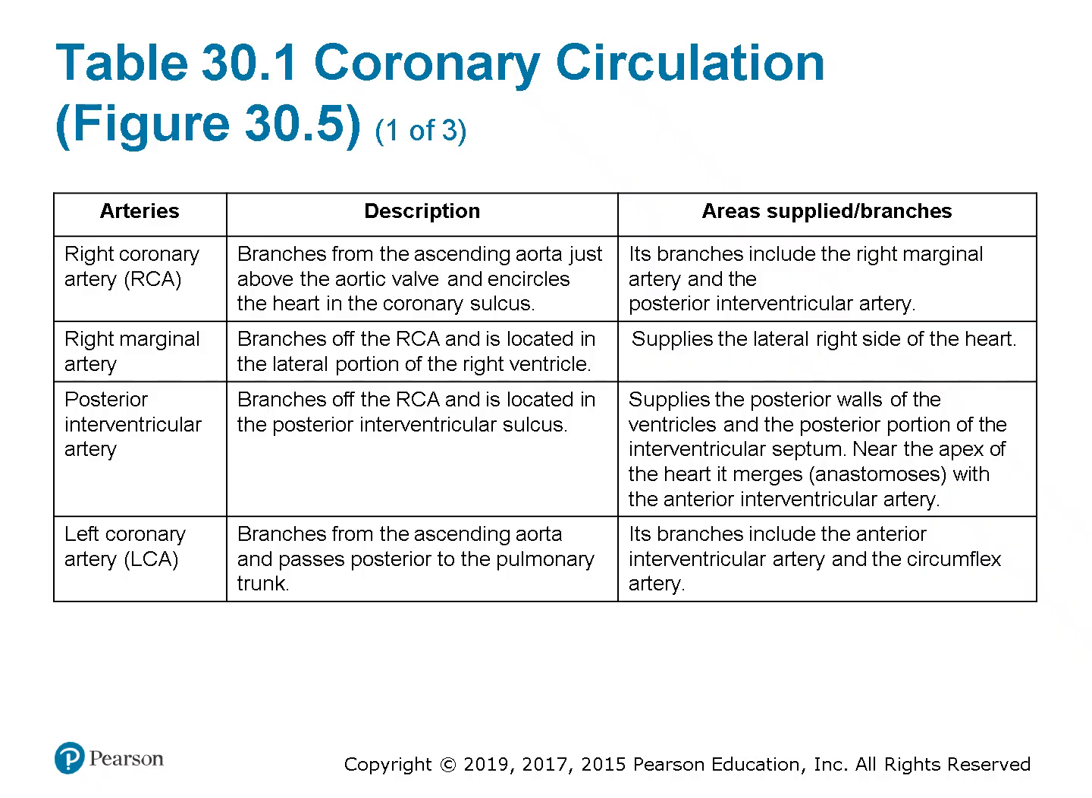Table 30.1 provides a summary of the coronary arteries and veins. The left coronary artery and its branches deliver oxygenated blood to the left atrium and ventricle, while the right coronary artery serves the right side of the heart. Venous return is managed by the great, middle, and small cardiac veins, all of which drain into the coronary sinus. Understanding this network is essential for interpreting angiograms and recognizing regions at risk during a myocardial infarction.